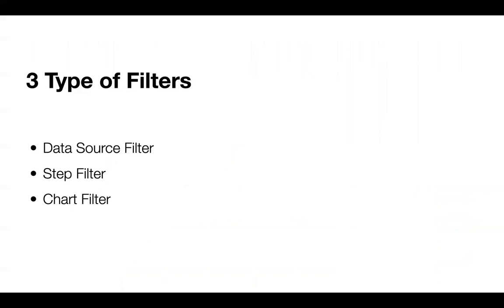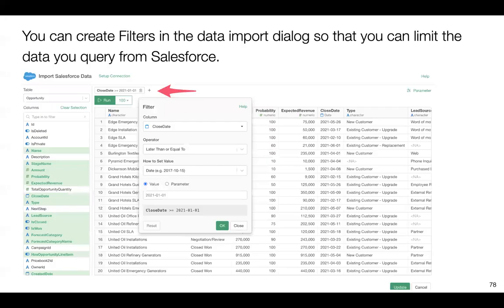And for filters, there are three main places I like to introduce. Also, if you want to know more about the various types of filters in Exploratory, I have done a seminar in the past, so you might want to find that recording. Anyway, the data source filter, step filter, and chart filter. The data source filter is what I showed at the beginning of this session. You can create a filter that is actually sent to Salesforce, so you don't have to bring all the data, thanks to this filtering condition.